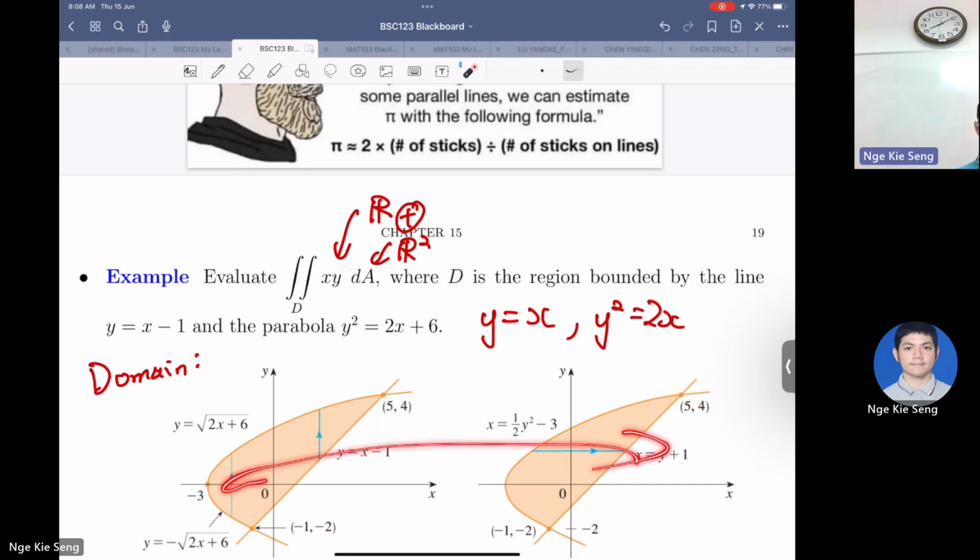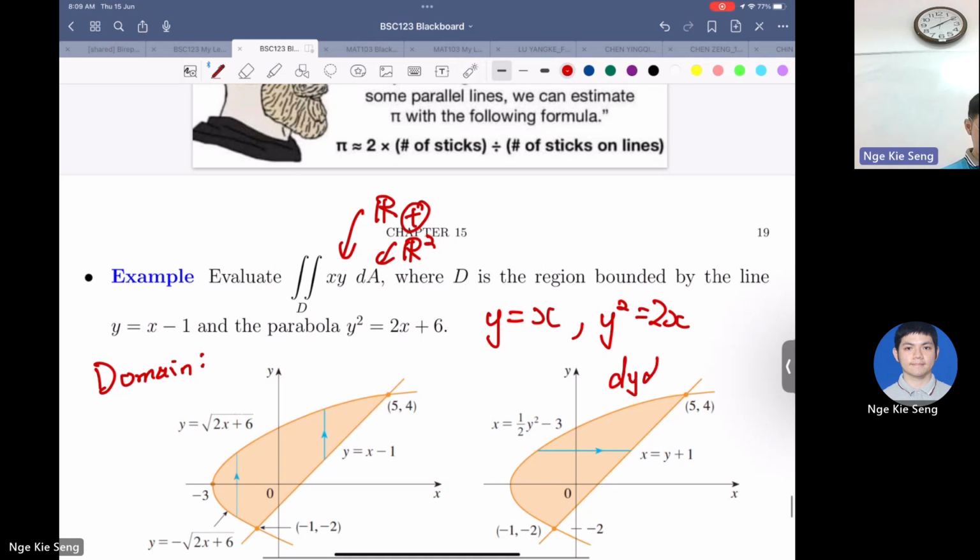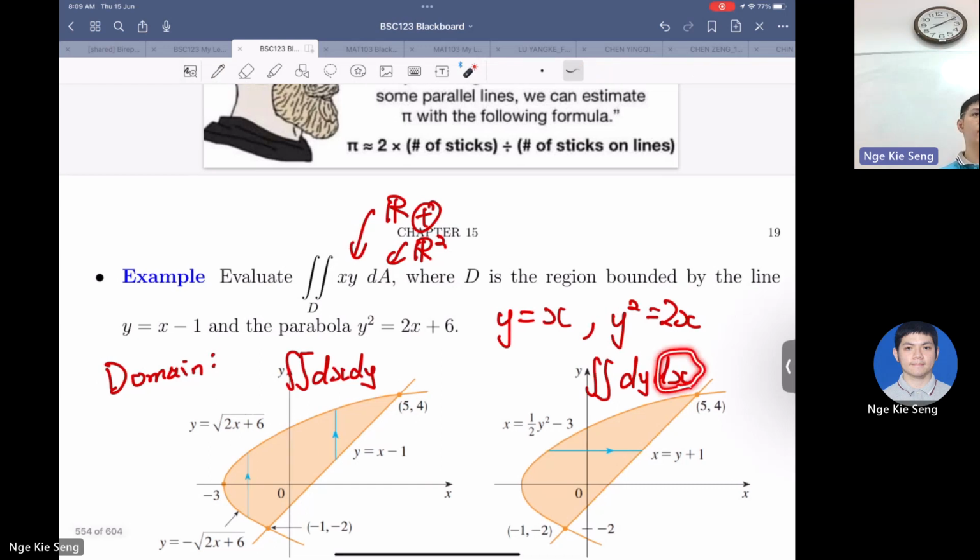There are two pictures here, where they draw the cross-section area for you. One is vertical, one is horizontal. Can you decide which one is dy dx and which one is dx dy? The right one is dy dx, and the other one is dx dy. The variable that you integrate last is the one that you fix first.